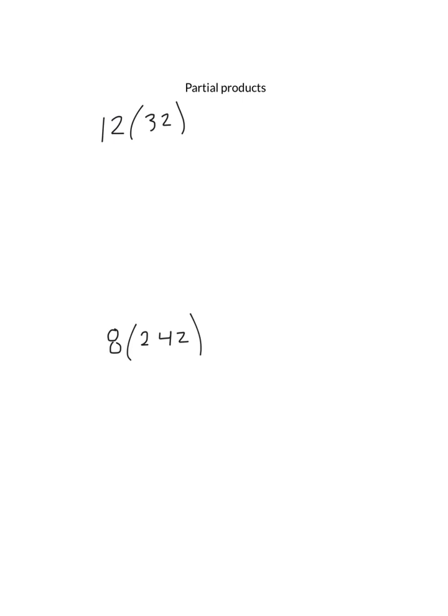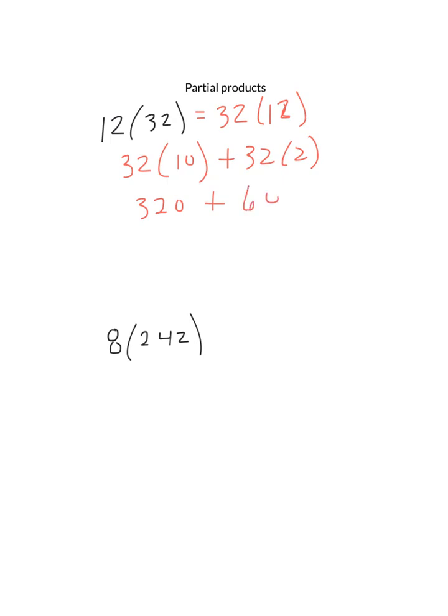For this first number, 12 groups of 32, I would actually rewrite that. And remember, commutative property tells me that 32 groups of 12 is the same thing. The reason I'd rewrite it, because I personally believe it's easier to say, well, 32 groups of 10, and we know 12 is 10 plus 2, plus 32 groups of 2. So 32 groups of 10, remember, 32 tens is the same as 320. 32 twos is 32 plus 32, which is 64 if I add them together. I have an answer of 384.